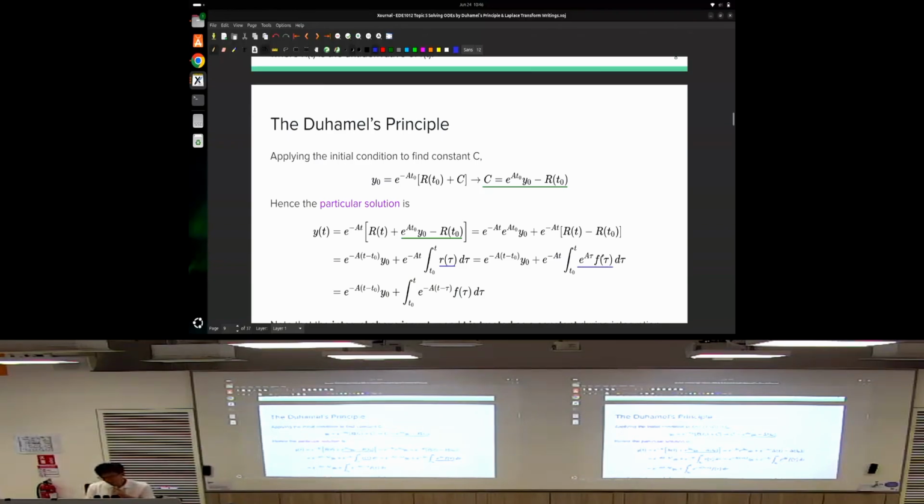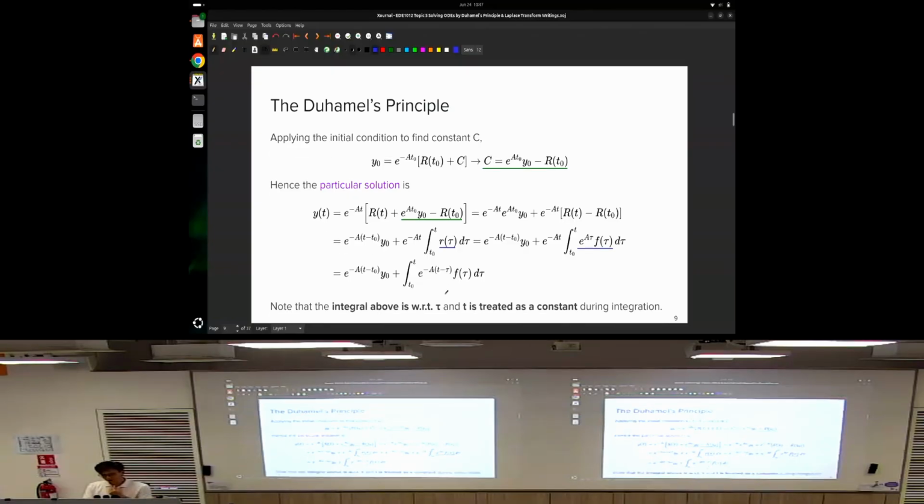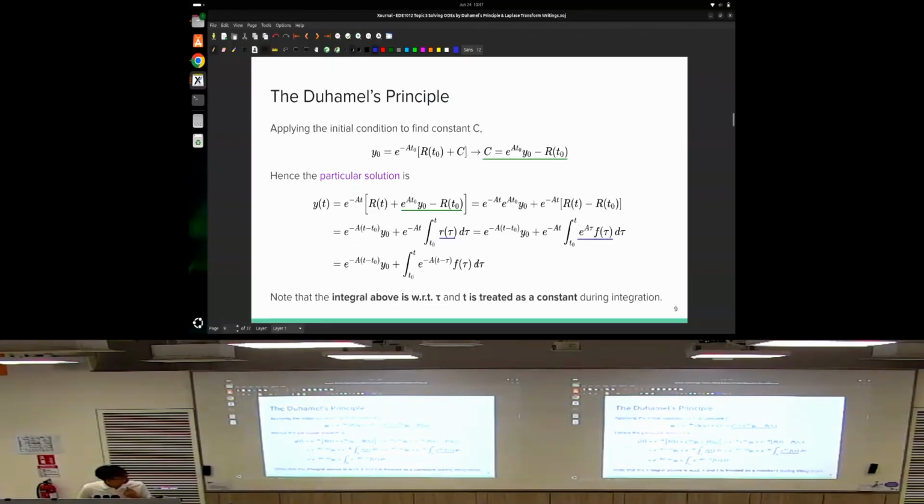Okay, so now to write it most concisely, this exponential term can multiply in because of the same base. And then you have e to the minus a times t minus tau. You see? So just combine the base, no need to write two exponential terms. But just keep in mind that you are integrating with respect to tau, not t. So the t is just like a constant in this integral. So therefore, this expression is called the Duhamel's principle for the ODE that you saw.